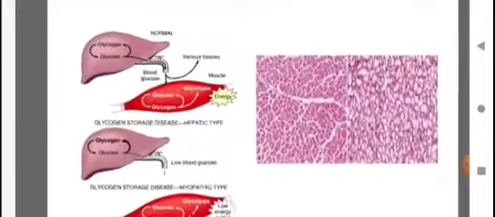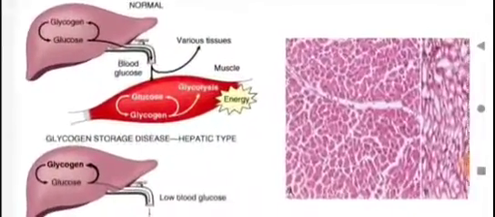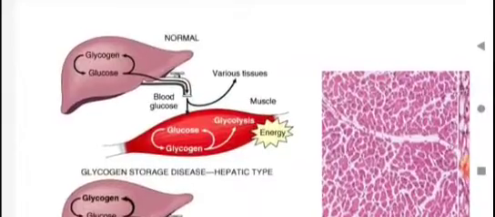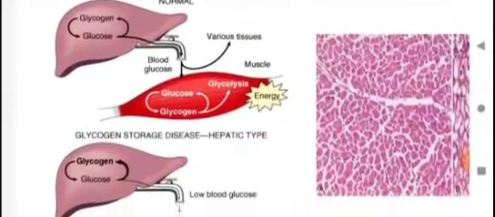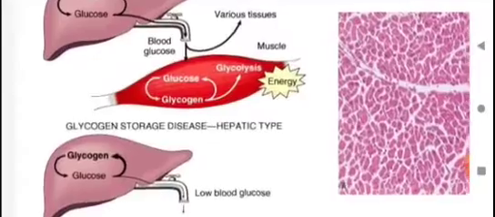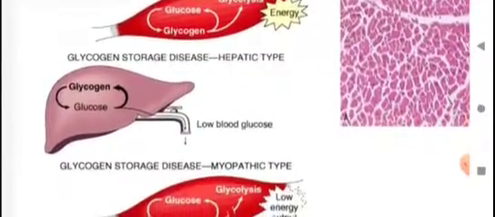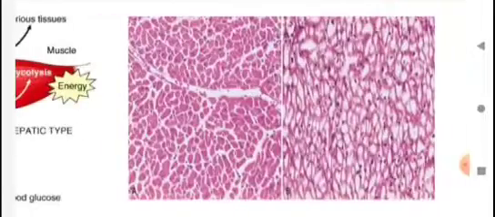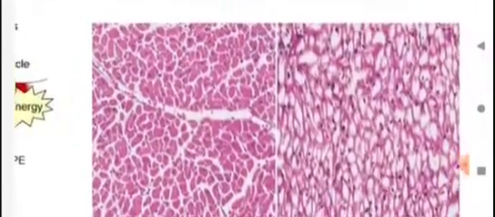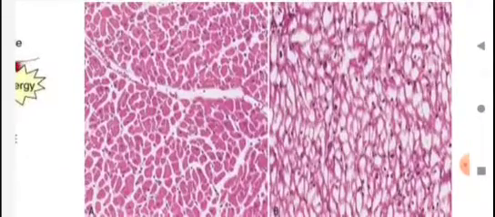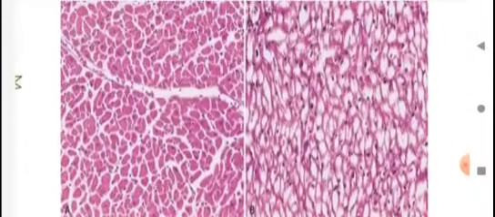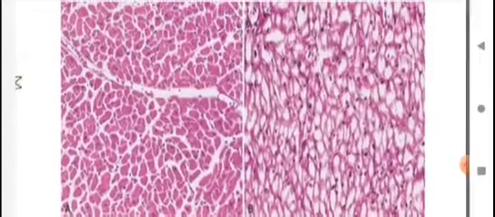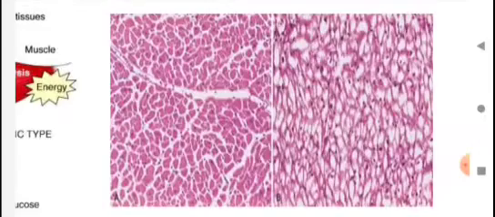So this is the diagram which shows glycogen metabolism. In the normal situation there is no hepatomegaly, but in the case of the hepatic type of glycogen storage disease, here you can see the hepatomegaly. This is again a microscopic figure. On the left side is normal cardiac muscle. On the right side you can see the vacuolated cytoplasm in cardiac myocytes in glycogen storage disease due to accumulation of glycogen within the cytoplasm.